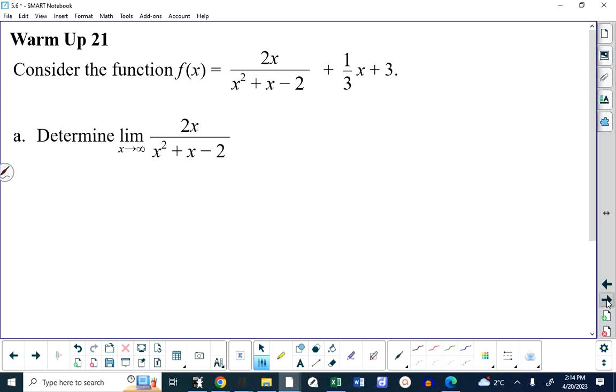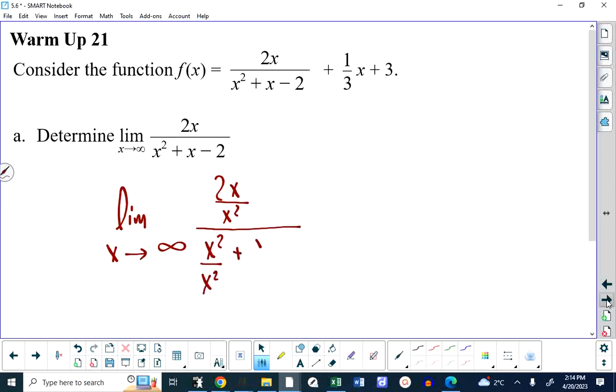I guess first of all, we're going to determine this limit. We're going to use a specific example here. What is this limit equal to? This is the limit as x approaches infinity of 2x over 2x squared plus x minus 2.